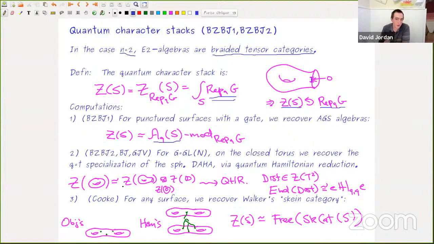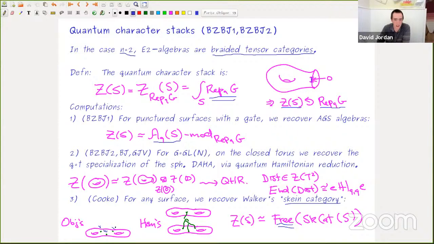And so a third way that you can think about these factorization homologies is work of Juliette Cook. She shows that for any surface at all, factorization homology recovers what's called the free co-completion, a certain natural construction from the skein category defined by Kevin Walker. The skein category is quite like the skein algebra, except that you have these structures that we've kind of already seen before.